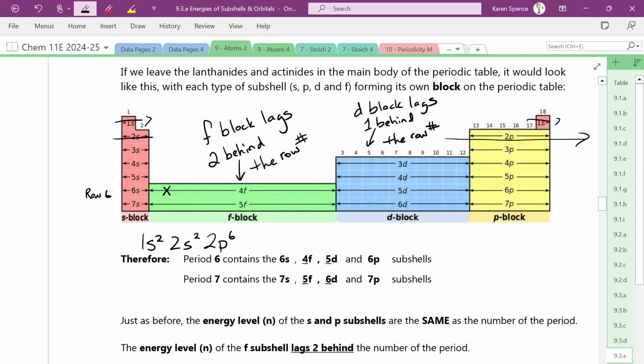Do you guys feel good about writing a configuration like this? Is that a skill you're feeling okay about? Thumbs up, thumbs down, thumbs in the middle. Okay, mostly thumbs up. Okay, I'll just do this one and then we'll go.